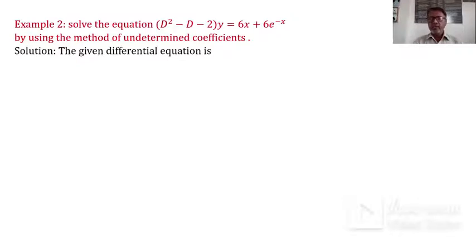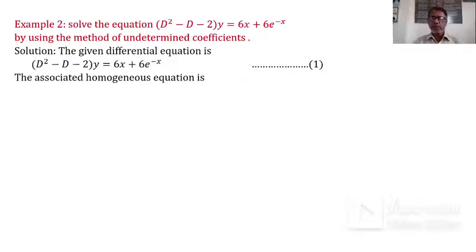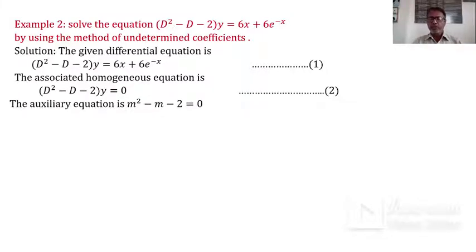Therefore, we write the given differential equation is d square minus d minus 2 of y is equal to 6x plus 6 e to the power minus x. We call this equation 1. Now from this, the associated homogeneous differential equation is d square minus d minus 2 of y is equal to 0. From this, we consider the auxiliary equation m square minus m minus 2 is equal to 0.